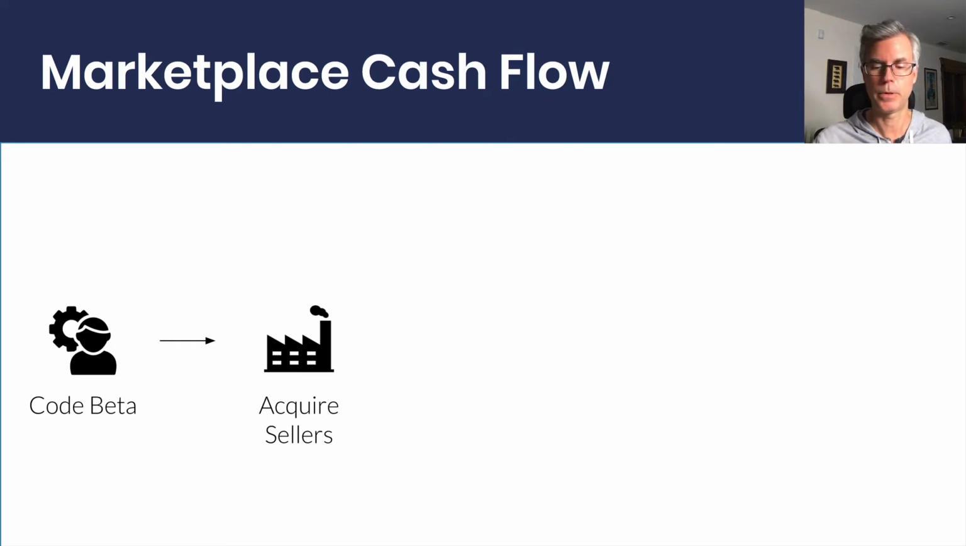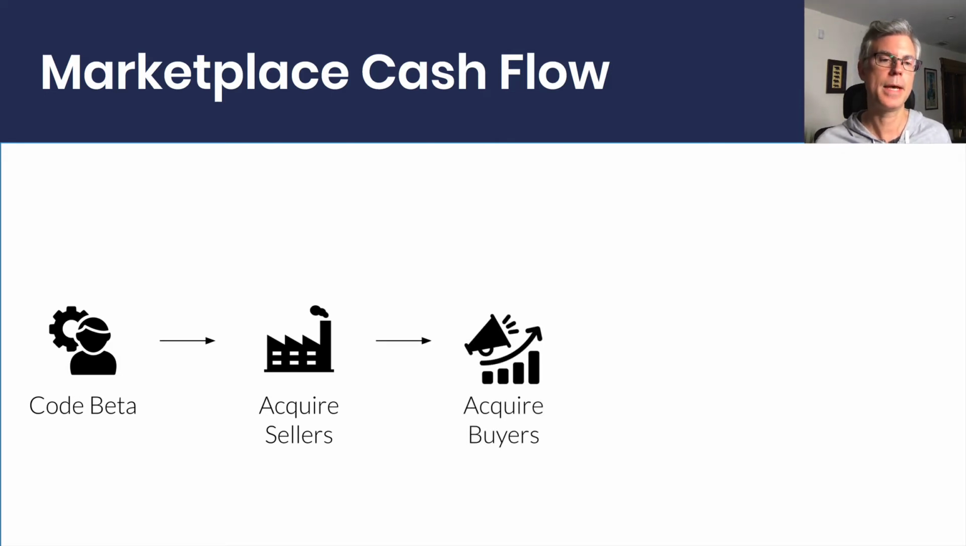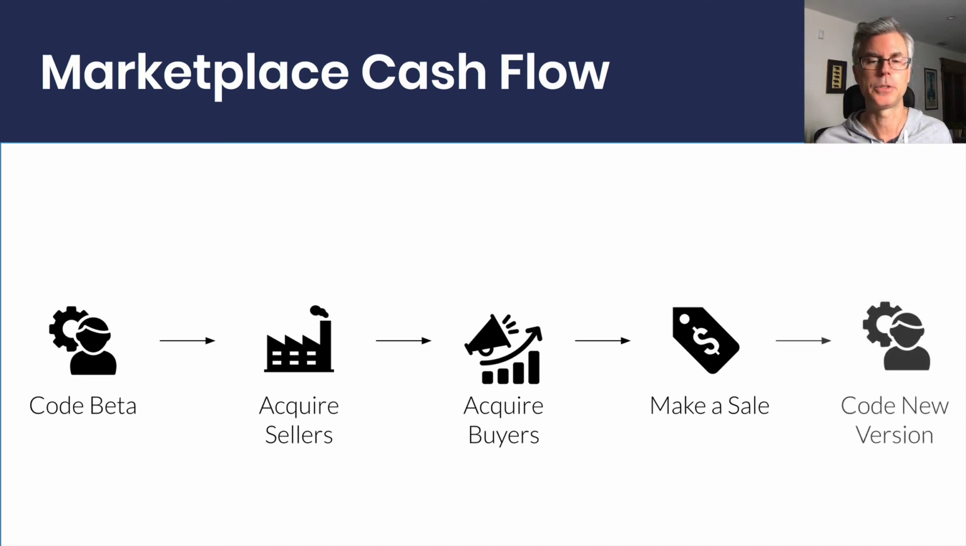So you pay money to acquire sellers. And then once you have enough sellers, you can acquire the buyers. Again, in a two-sided marketplace, you need both sellers and buyers. So on eBay, there are people selling goods versus people buying them. For Uber, which is a marketplace, you have drivers and riders. And then you can make a sale. Once you have enough sellers and buyers, you can actually do your first transaction.